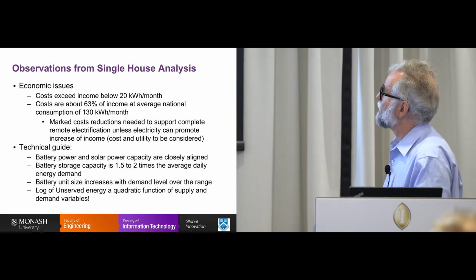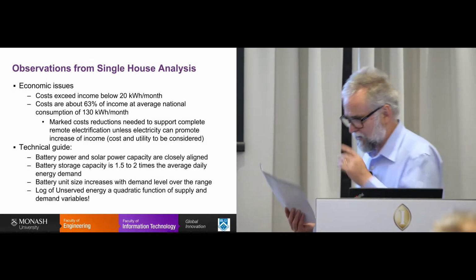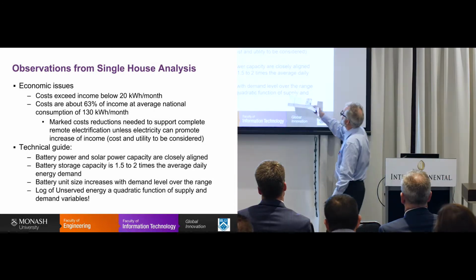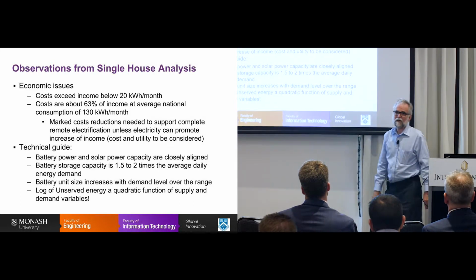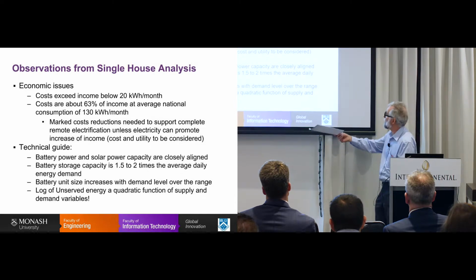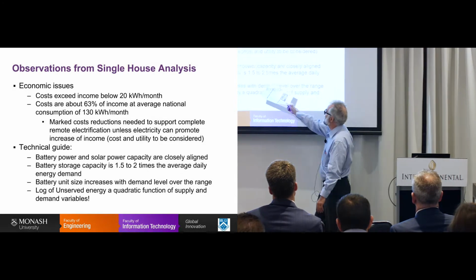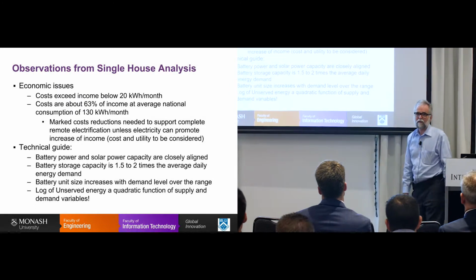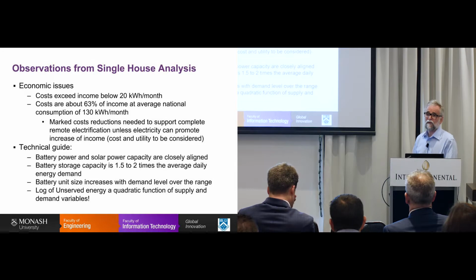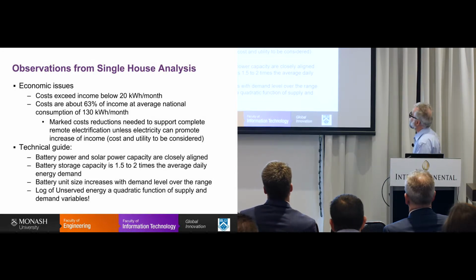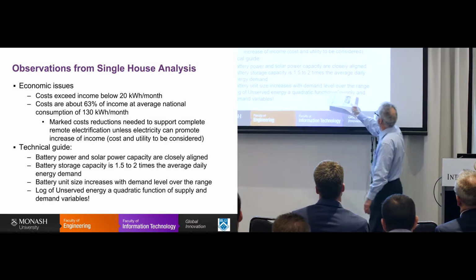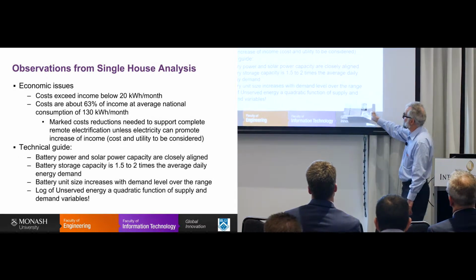One thing I discovered was that there are some really logical things you could use to do a really quick design. From the solutions, I found that the battery power and the solar capacity are closely aligned. So if you put in a kilowatt of solar panels, you should put in a kilowatt of battery. The battery storage energy capacity is about 1 to 2 times the average daily demand. So that kind of makes sense. So the battery, when it's full, will get you through 2 days if the sun completely blocks out, but it never would be completely. The battery unit size increases with demand level over the range, as you'd expect.